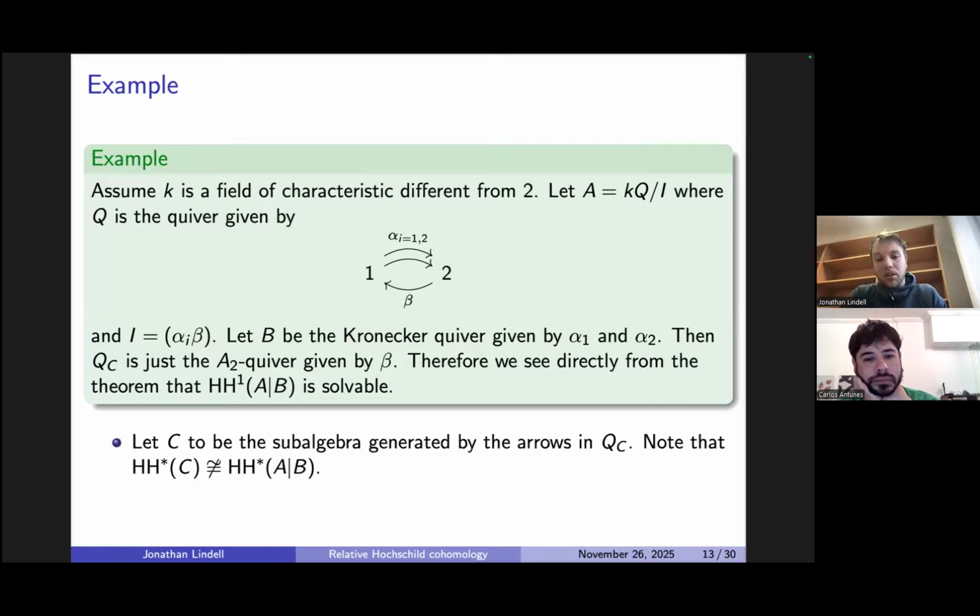Just as a remark, if we let C now be the subalgebra generated by the arrows in Q_C, then note that the relative Hochschild cohomology in this case is not the same as just taking the Hochschild cohomology of the complement. And in general, unfortunately, it would be very nice if it were, but the absolute Hochschild cohomology does not generally decompose as the relative part and the B part. But motivated by finding examples where this actually happened, we next studied dual extension algebras.